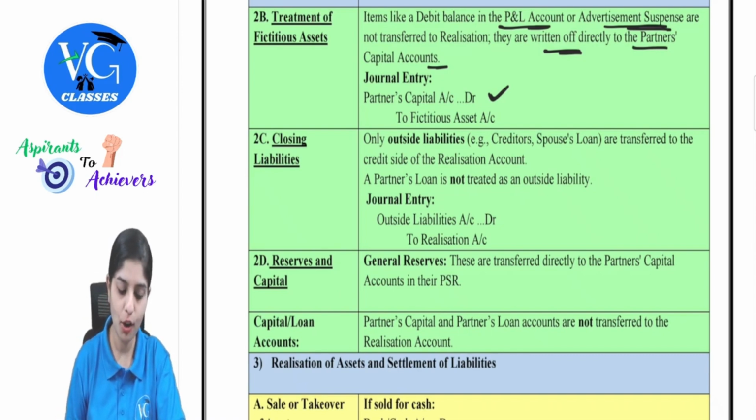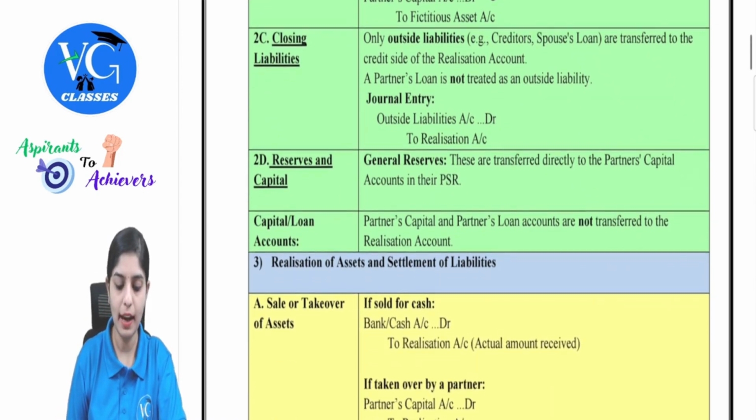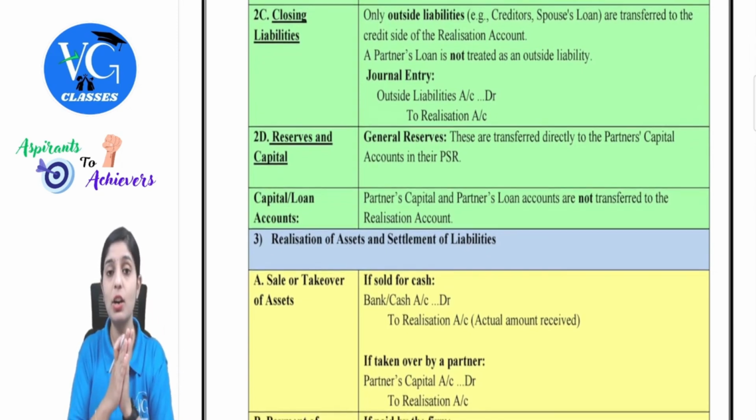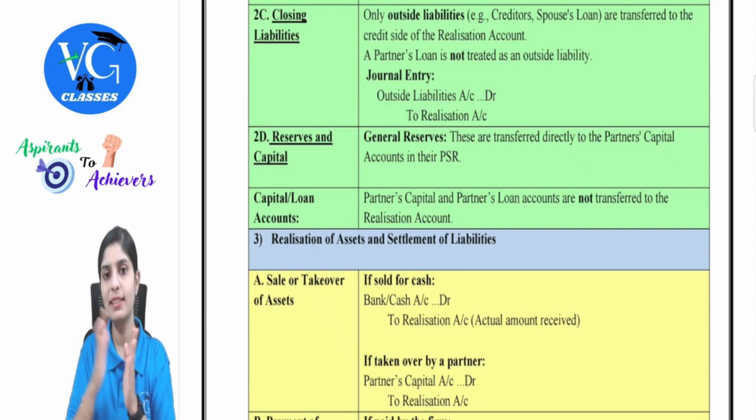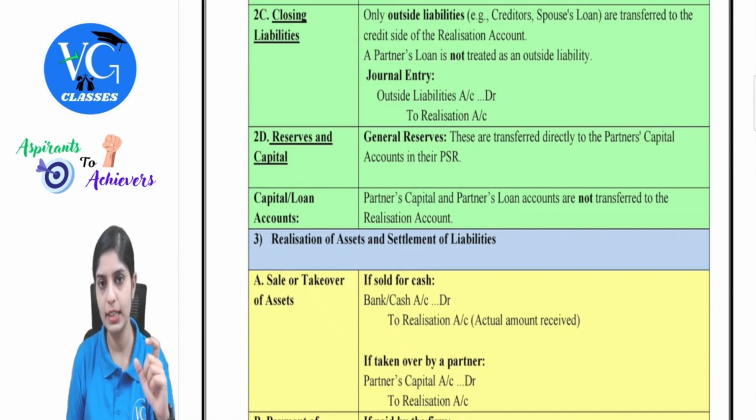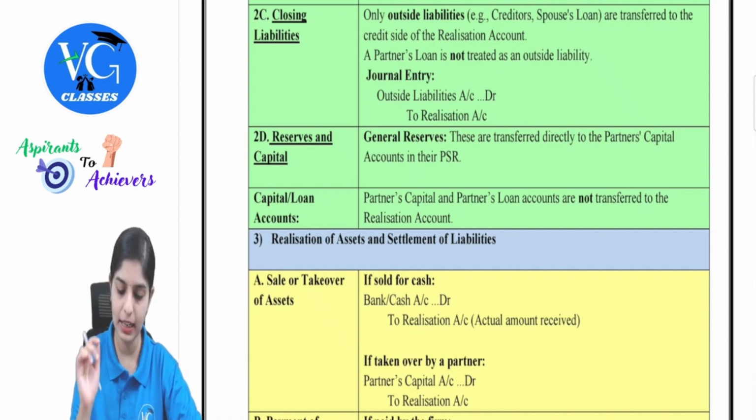Next, closing of liabilities. So now what happened? We recorded the assets. We are still not realizing it. The next step would be to realize; we are first just clearing the balance sheet. So the first step was we just closed all the assets. Now moving to closing liabilities. Only outside liabilities. This is very important. Only outside liabilities.